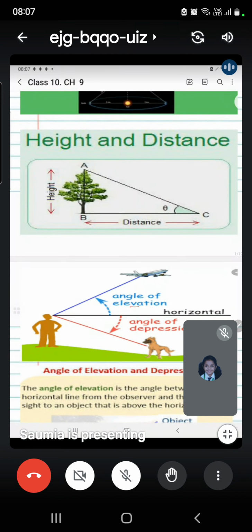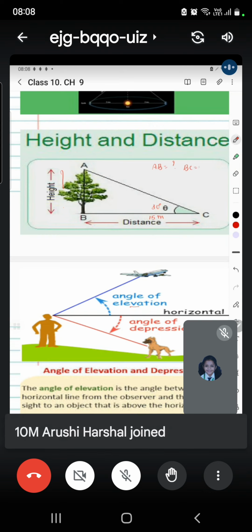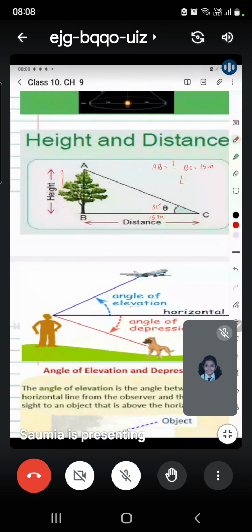So trigonometry can be utilized. You can use your different ratios and calculate whatever you want. Suppose I know the distance between me and the tree is 15 meters, I can calculate the height. Suppose I know theta is 30 degrees and I want to calculate the height of the tree. So what will I do? I want to find out AB. I know BC as 15 and I know angle C as 30 degrees.